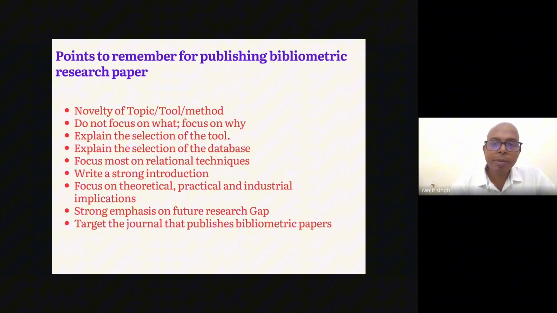A lot of things are available in bibliometrics. You can do this because my focus is that you should focus on why, not on what. Because I got three rejections because in that article I focused on what, not on why. Although I focused on why, it was limited. Later I realized that we should focus on why, and the reviewer suggested to me, Ranjit, you should focus on why, not on what.